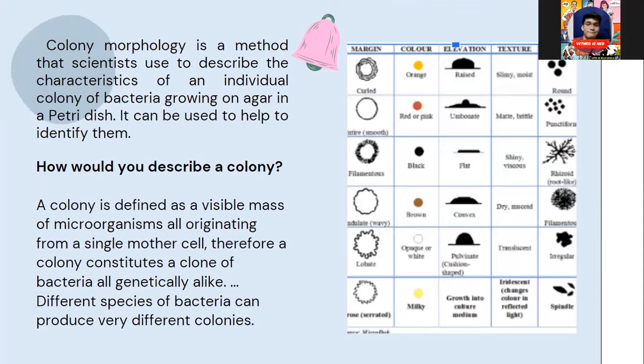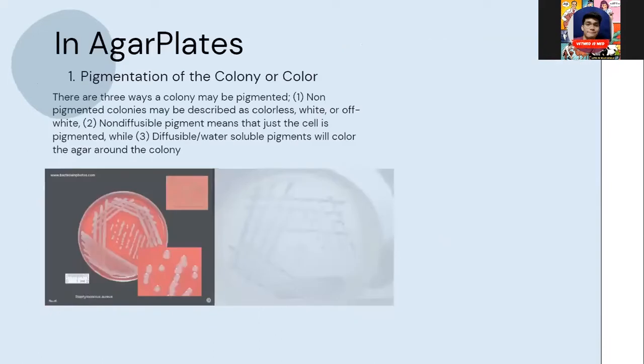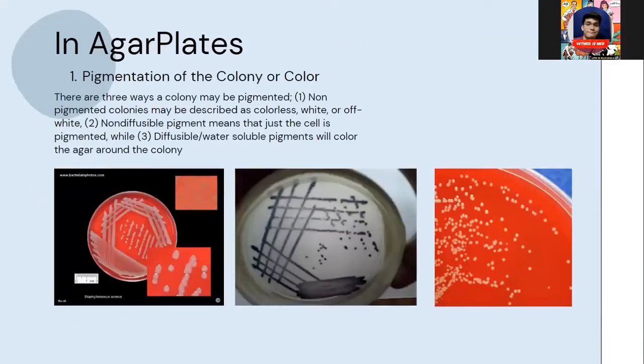Now, how would you describe a colony? A colony is defined as a visible mass of microorganisms all originating from a single mother cell. Therefore, a colony constitutes a clone of bacteria all genetically alike. Different species of bacteria can produce very different colonies. Now let's proceed. These are the characterizations of bacterial culture in agar plates.